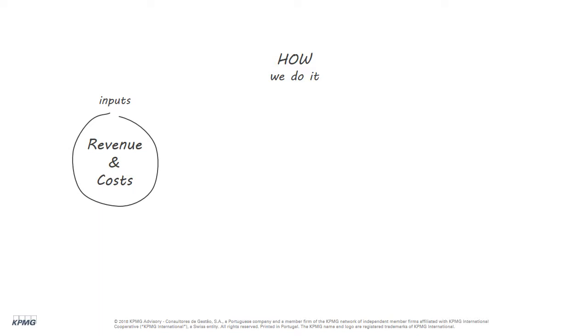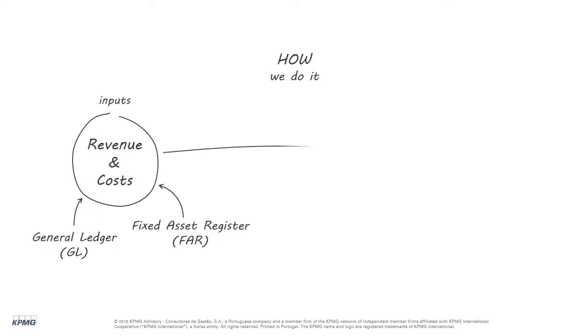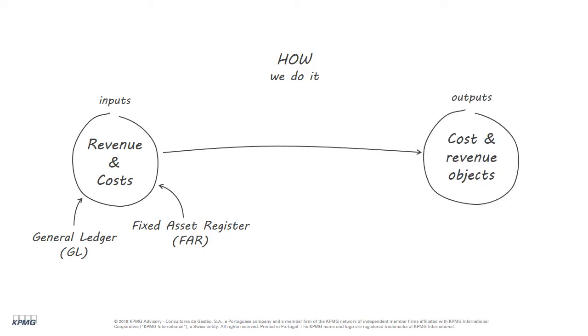To get all your P&L information accurately uploaded into the model, you first need to feed it with all general ledgers accounts and your fixed asset register data. Your inputs are then allocated to the model's outputs, called cost and revenue objects, which were already presented before, namely your company's products and services, channels, and segments.